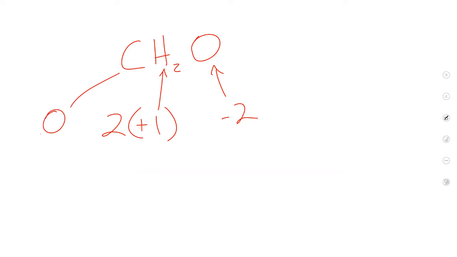And I keep saying charge, but technically it's oxidation state. The carbon doesn't actually have that charge. This is just a convenient way of estimating how many electrons it is in control of for the purposes of determining whether something is a redox reaction.